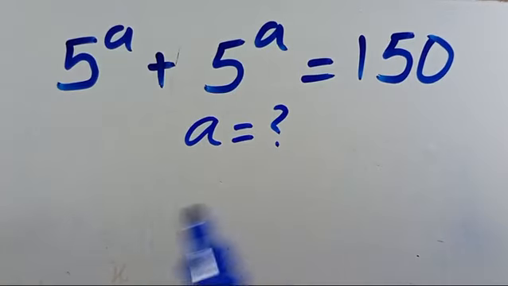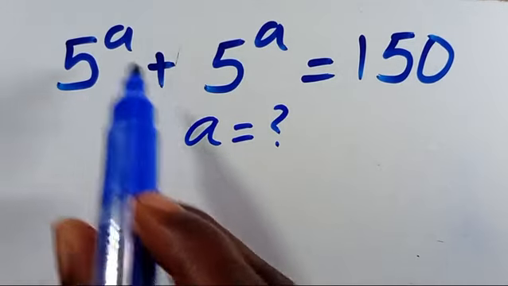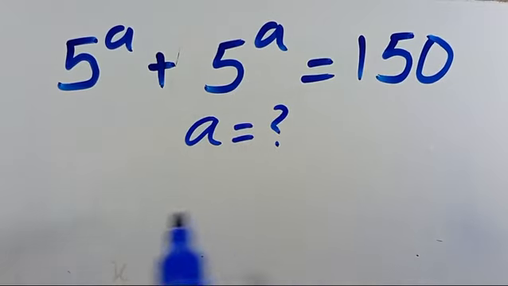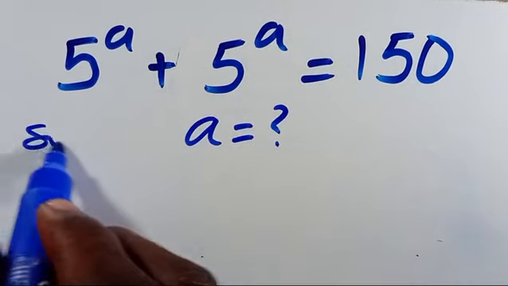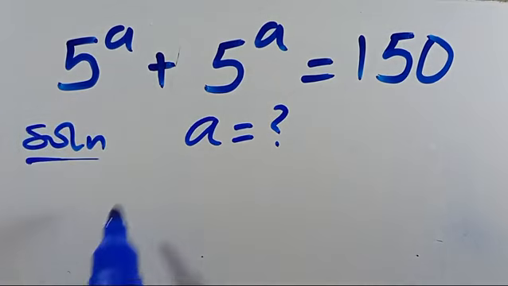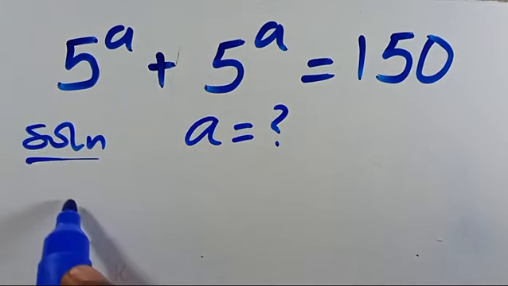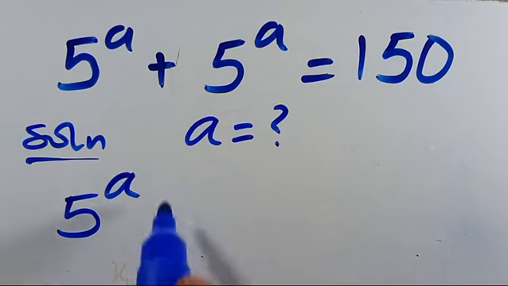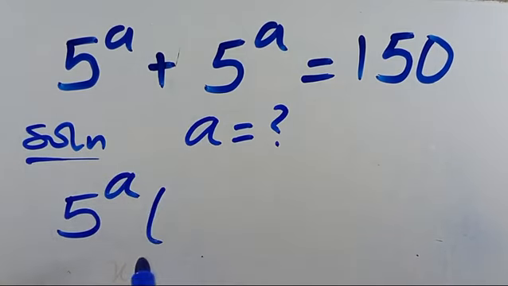What is the value of a, given that 5 to the power of a plus 5 to the power of a equals 150? Then let's have the solution from here. We have 5 to the power of a in common, so we can factor it out.